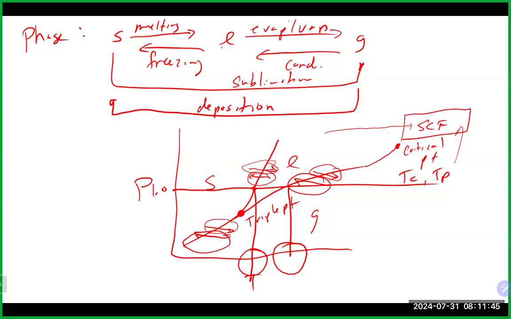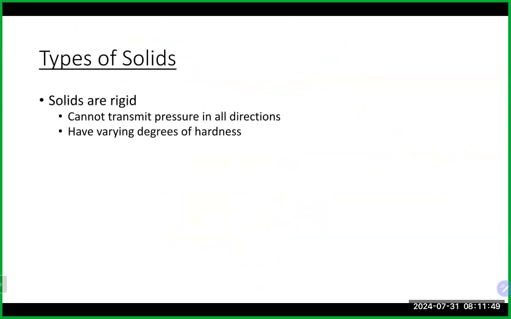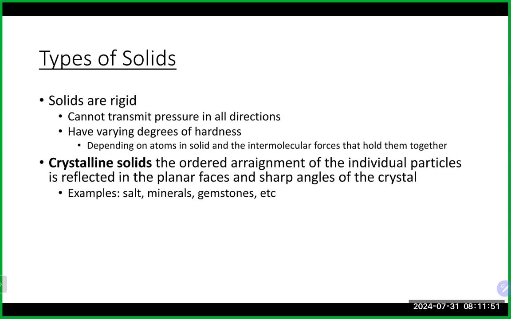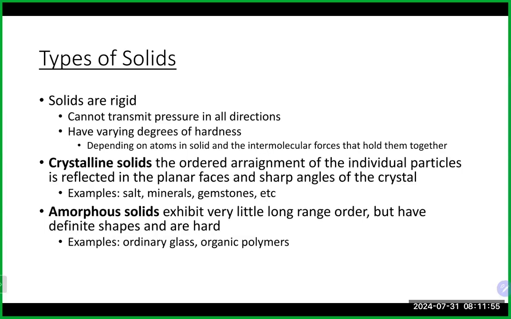All right, so we're going to finish up this chapter talking just a little bit about solids and a couple of aspects of solids and some different types and what's going on. Solids obviously are rigid. They cannot transmit pressure in all directions. There's a couple of different types of solids that we come across. There's crystalline solid, which is these really ordered arrangement of particles. So like ionic compounds oftentimes are crystalline solids.